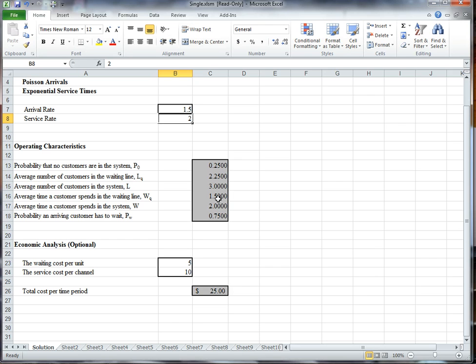That's before you start service. 2 minutes, including the service time. And that's the probability of having to wait. So if you arrive at this system, what's the probability you have to wait? It's 0.75. That's the probability you don't have to wait. If the system is empty, you go and you enter immediately.